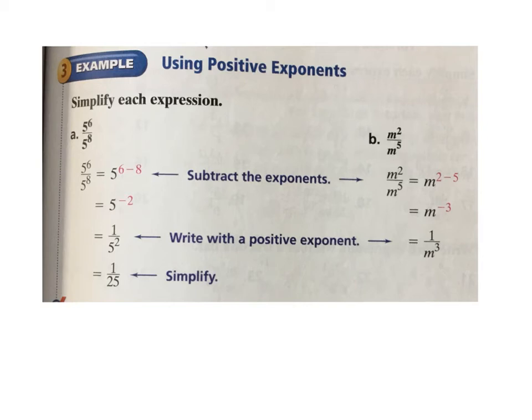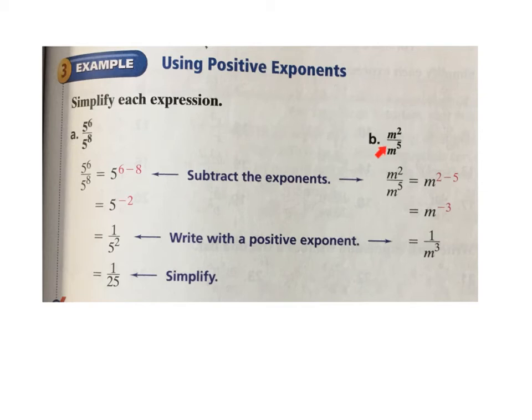Okay, so another example here, using positive exponents. So 5 to the 6th over 5 to the 8th. That's 5 to the 6 minus 8. We would all know that's negative 2, right? 6 minus 8 is negative 2. So if I want to write it as positive exponents, that means 1 over 5 squared, which, 5 squared is 5 times 5, so 1 over 25.